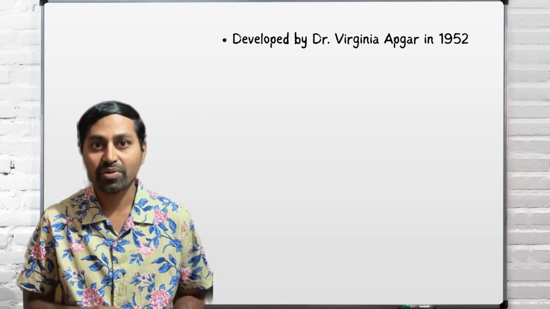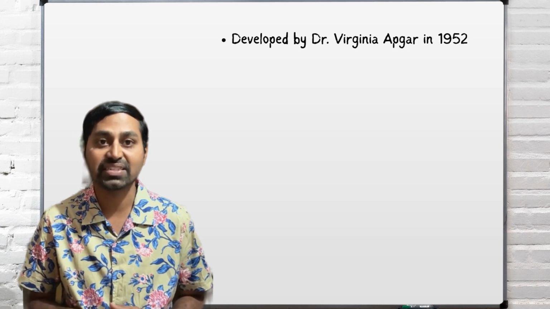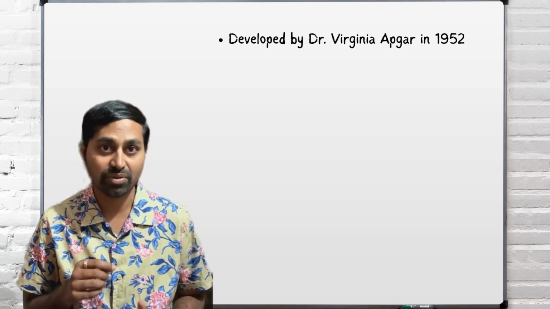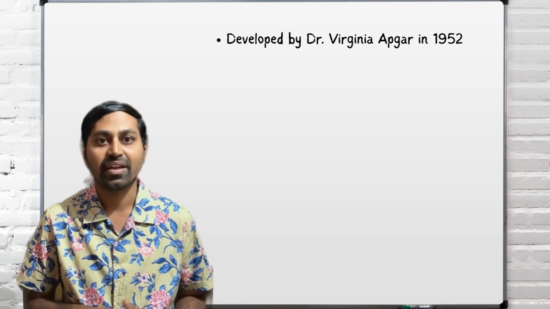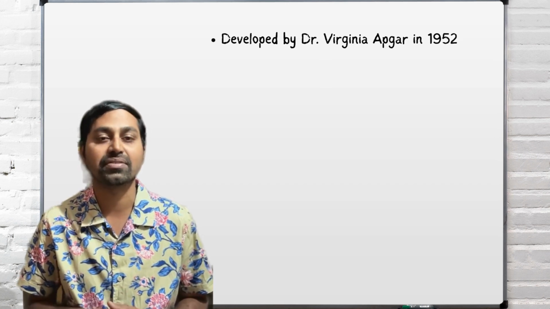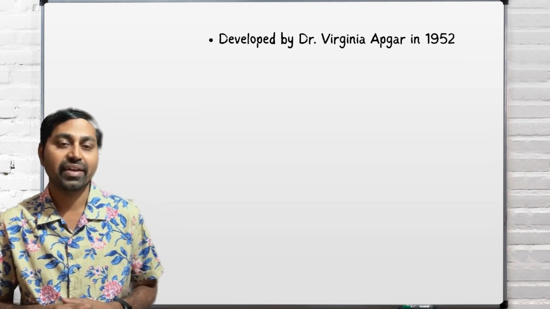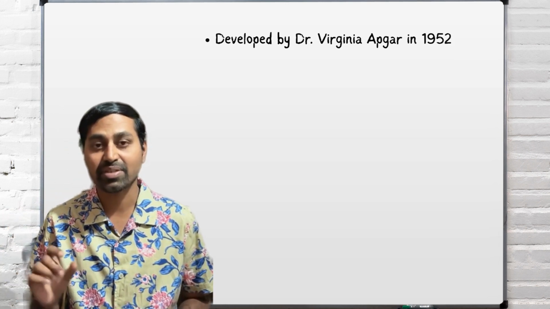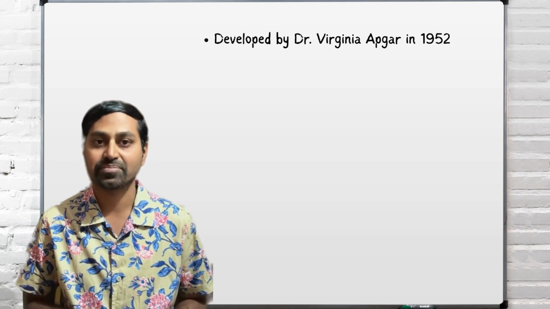The APGAR score was first developed by Dr. Virginia Apgar in 1952 and is now used worldwide. It's a quick way to assess a newborn's health immediately after birth. APGAR is actually a short form where each letter stands for something you need to check.